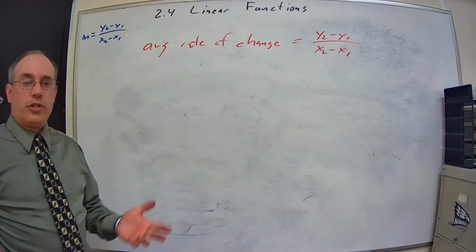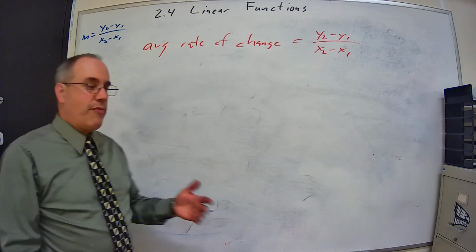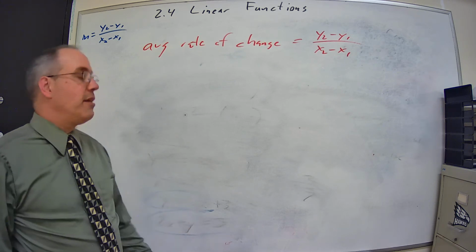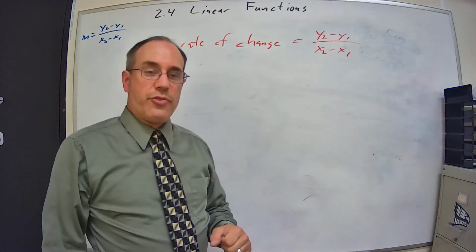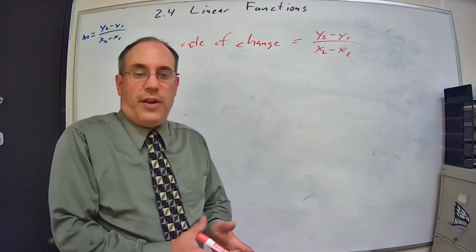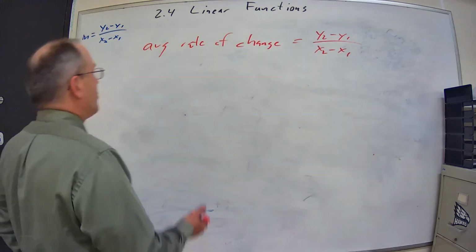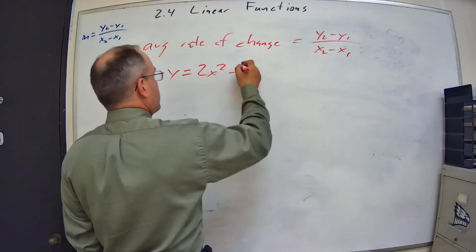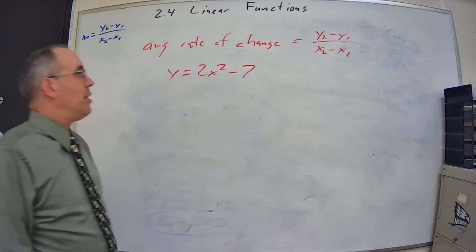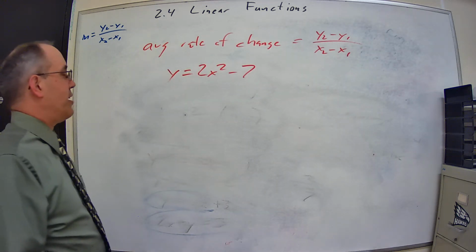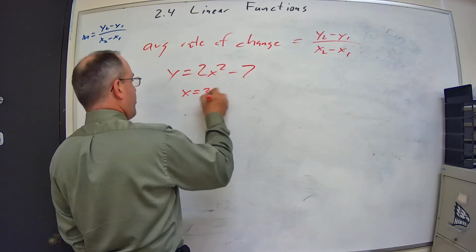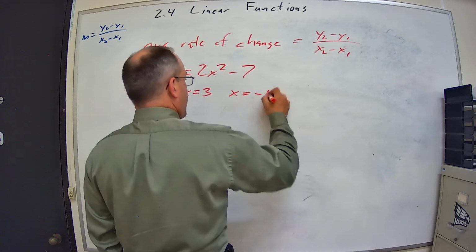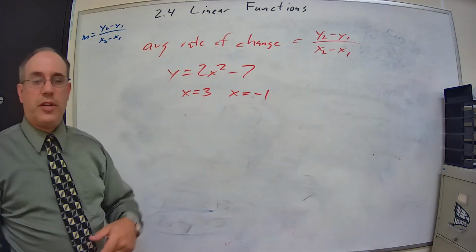So if I have a function and I have 2 points on that function, then I can find the average rate of change, or if I want to find 2 points on the function, I can do this. So let's say I have y is equal to 2x squared minus 7. And I want to find the average rate of change from x equal to 3 and x equal to negative 1. So I want to find the average rate of change. Well, what can I do?